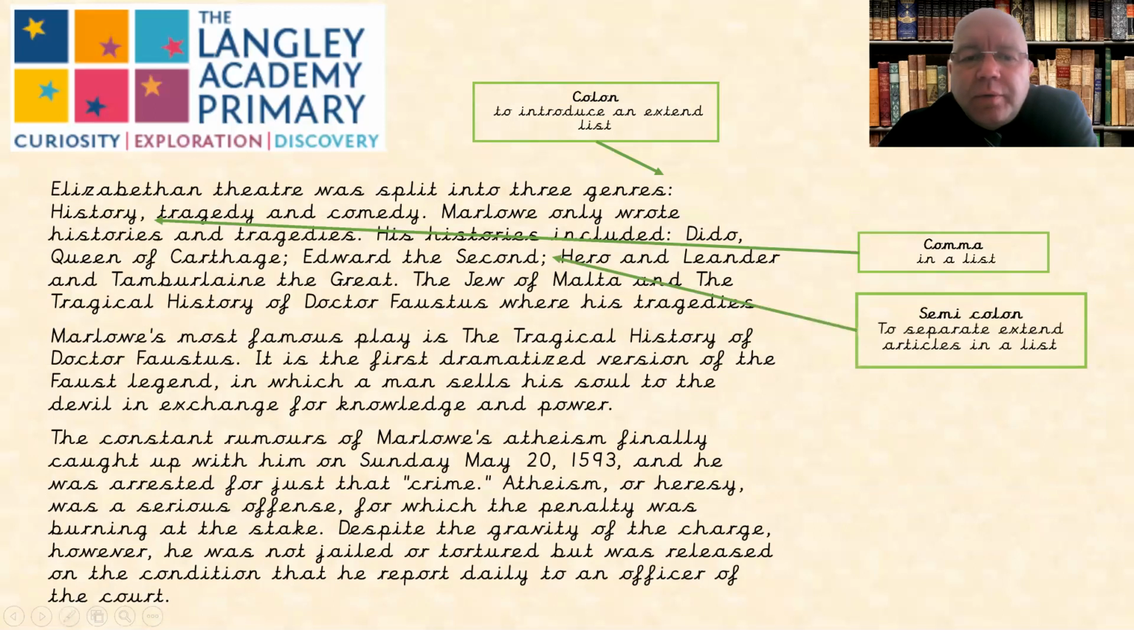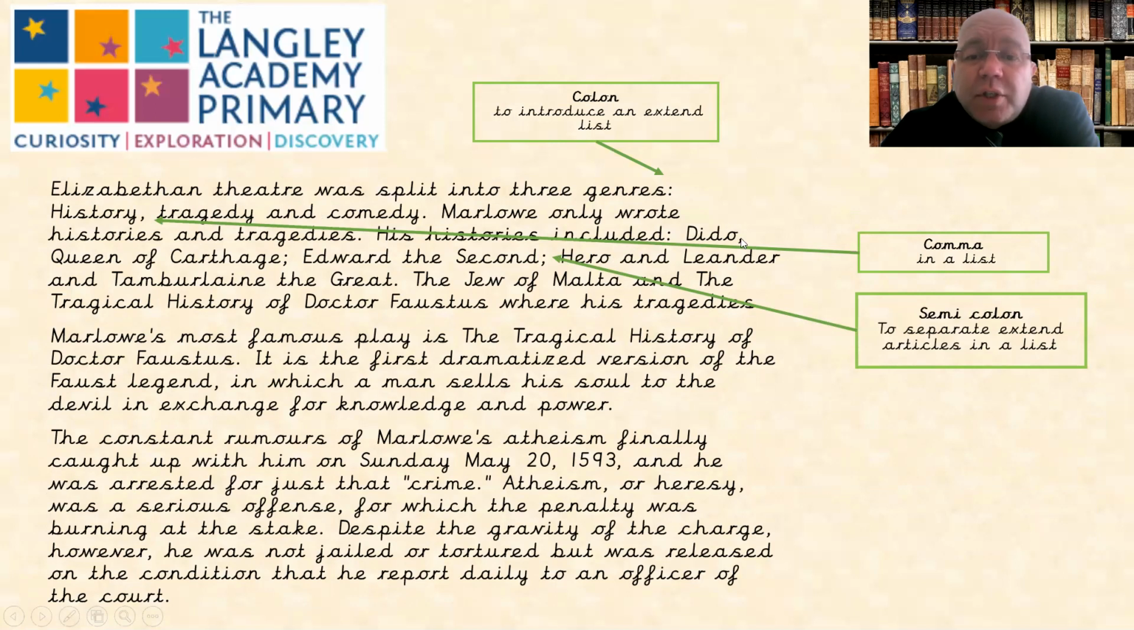The semicolon, which is the dot and comma, is used to separate extended items in a list. So if it's longer phrases within the list, as opposed to single words or short phrases, then we would use a semicolon. Basically these replace the commas. So his history is included, and we've got the colon there to introduce the list, but then the semicolon separates each item because each item is quite long.